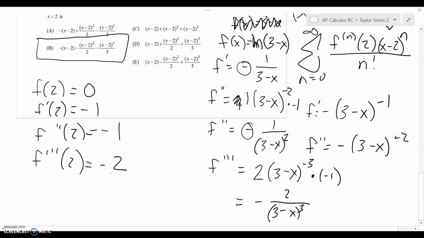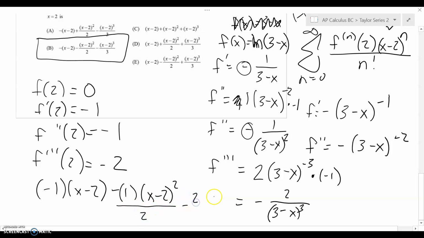So if I set up my generic, that negative 1 is the first derivative, and that's getting paired with an x minus 2 to the first power, all over n factorial, which in this case would just be 1, so I'll leave that be. I've then got another negative 1, and I've got an x minus 2 squared, and I'm going to divide that by 2 factorial, which is just 2. I've then got a minus 2 times the x minus 2 cubed all over 3 factorial. And that actually is this final term, right? So that's this thing. 3 factorial is 1 times 2 times 3. So if I just look at that final term, I have 1 times 2 times 3 on the bottom. Those 2's cancel, and I'm left with just a 3 on the bottom.